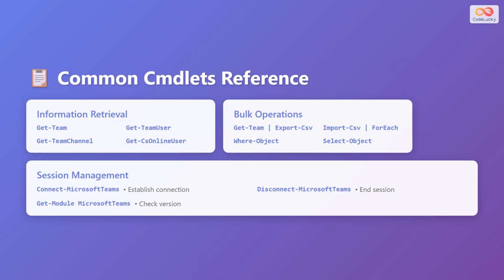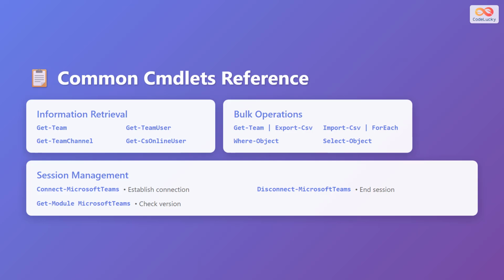Let's review the most commonly used cmdlets you'll need for Teams administration. For information retrieval, the essential cmdlets are Get-Team, Get-TeamUser, Get-TeamChannel, and Get-CsOnlineUser. These commands help you gather information about your Teams environment.